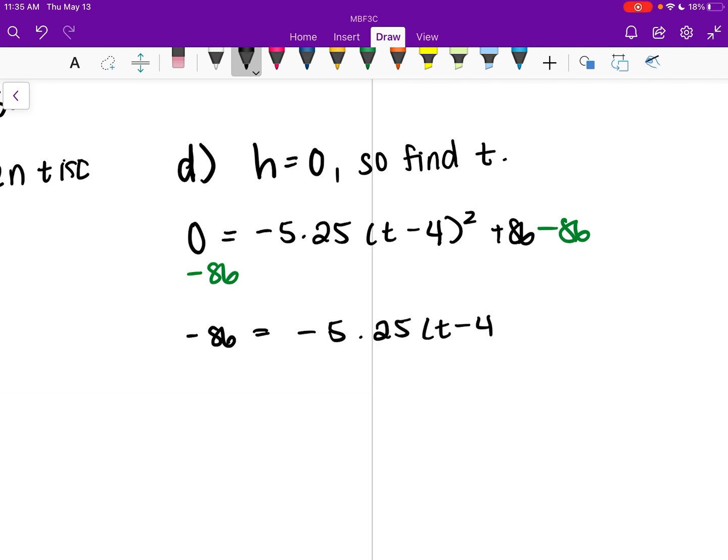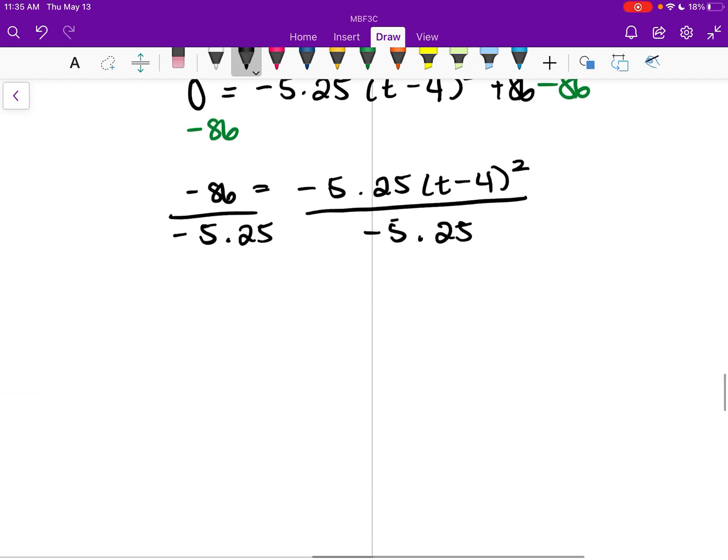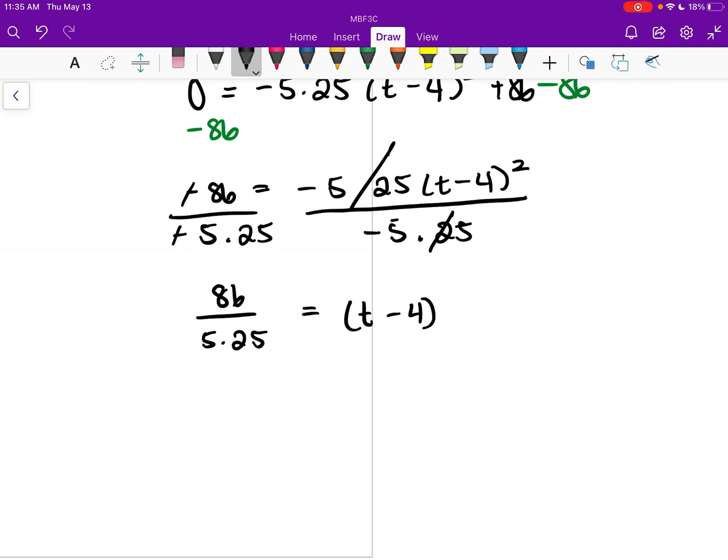T minus 4 squared. Get rid of that negative 5.25 by dividing it on both sides. Negative 86 divided by negative 5.25 is going to leave me with 86 over 5.25, because these two negatives will cancel out. You can put this as a fraction, or leave it as a decimal, it doesn't matter to me. And I'm left with t minus 4 squared.